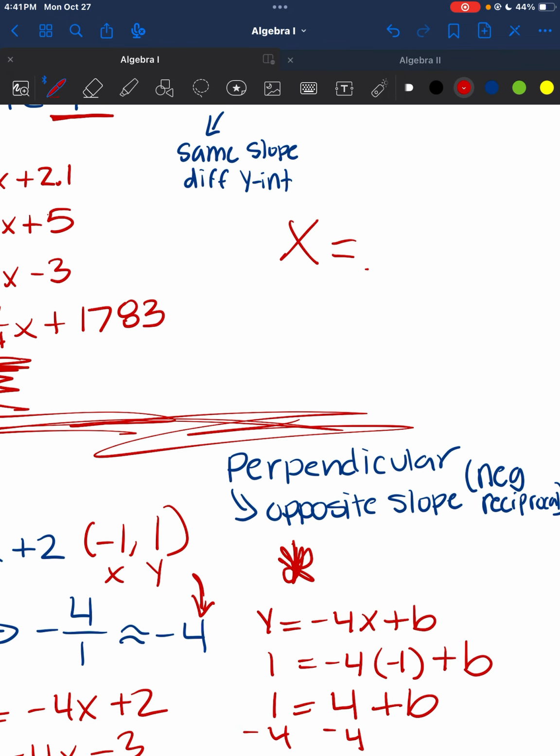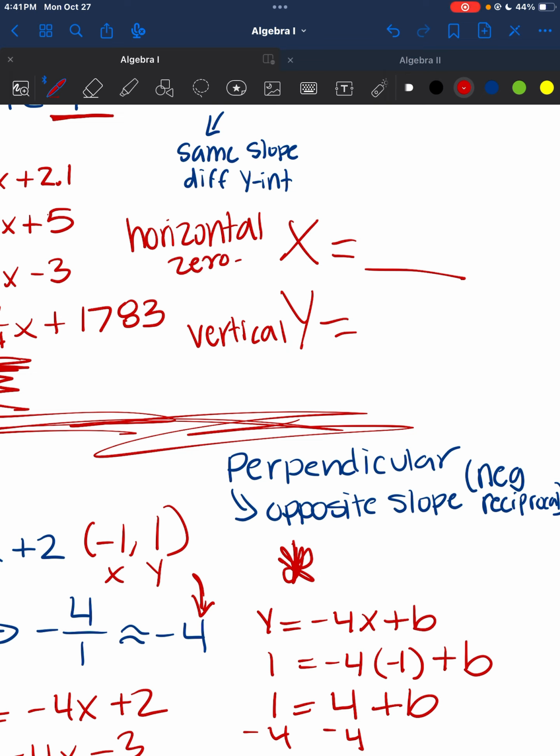You are going to see ones on there as well with x equals something and y equals something. Just remember that x equals is a vertical line, and y equals is a horizontal line. Horizontal lines have a 0 slope, and vertical lines have an undefined slope. These two are perpendicular to each other.